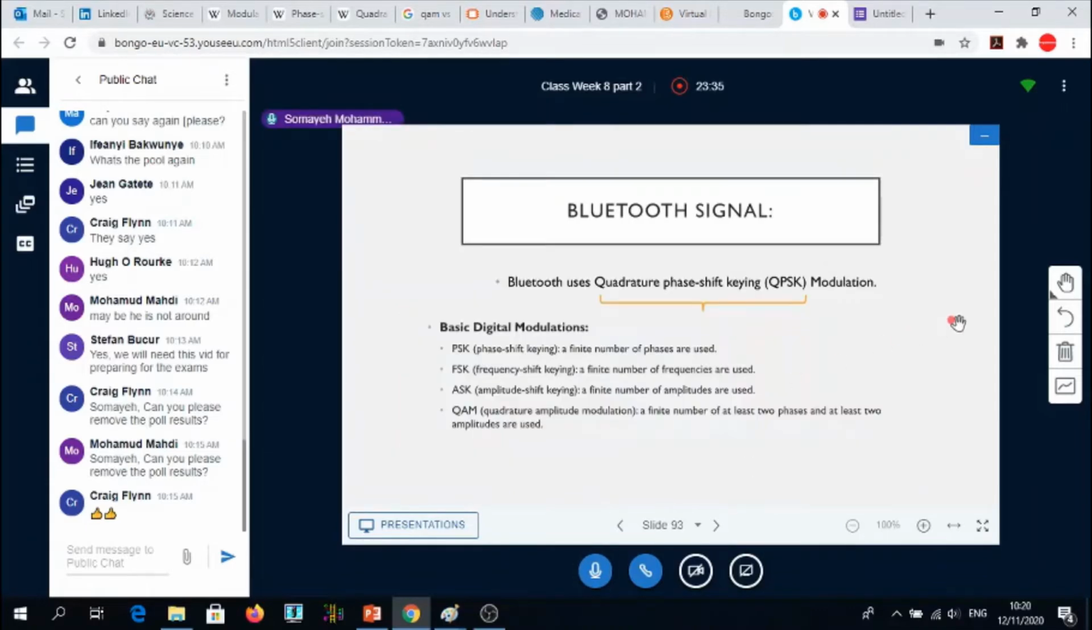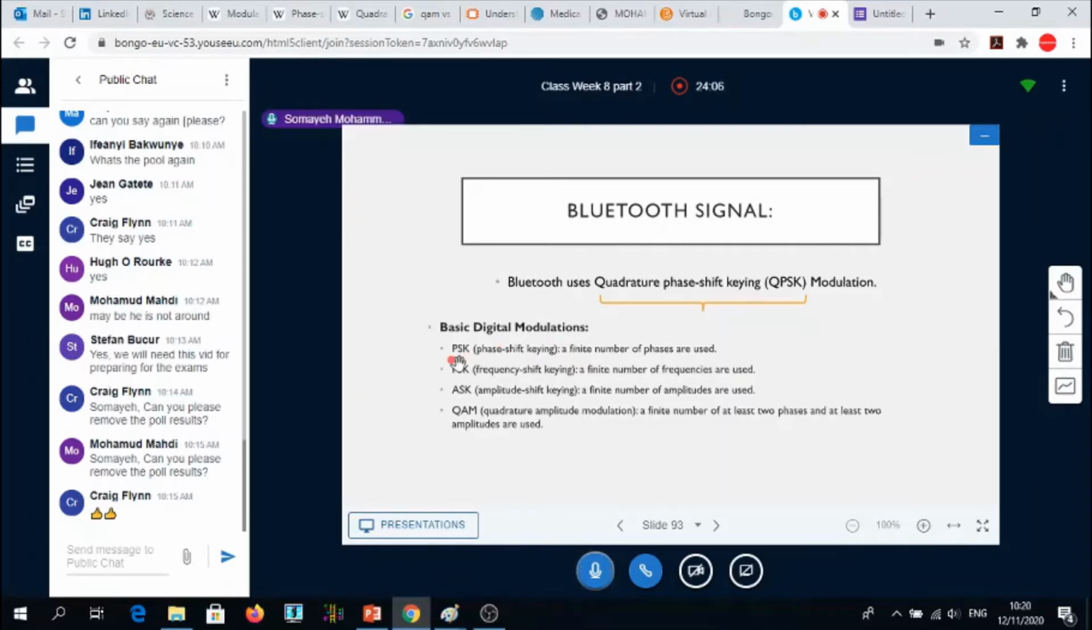Today we are going to look at the signal from signal generation point of view, and we say that Bluetooth is using a modulation called quadrature phase shift keying, QPSK. So I'm going to explain that, but before we move to QPSK, because that is a little bit advanced version of typical modulations that we have seen so far, I have to explain some basic digital modulations.